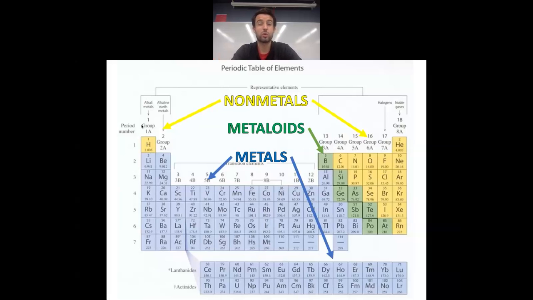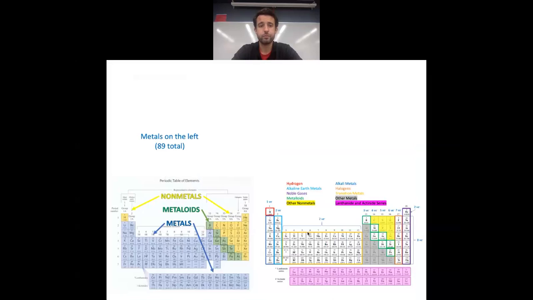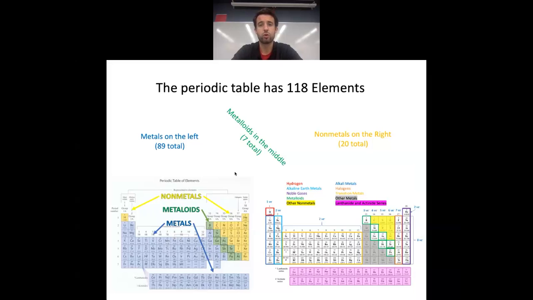Fun fact, we do have a liquid metal, a metal that's liquid at room temperature, and that's number 80, Hg, mercury, over there. Fun fact. There's a total of 89 metals, so most of the periodic table is made of metals. There's 20 nonmetals and 7 metalloids, which are kind of in the middle. So that's kind of a good takeaway message for the 118 elements we have on the periodic table.